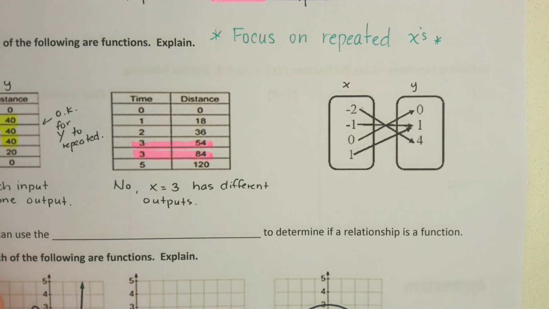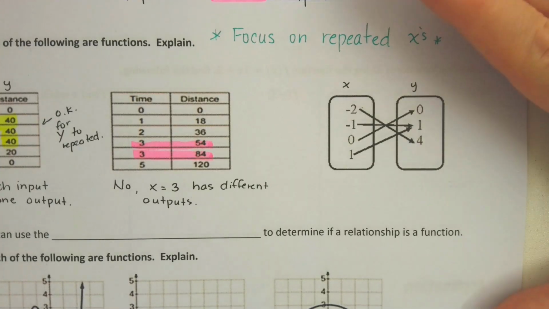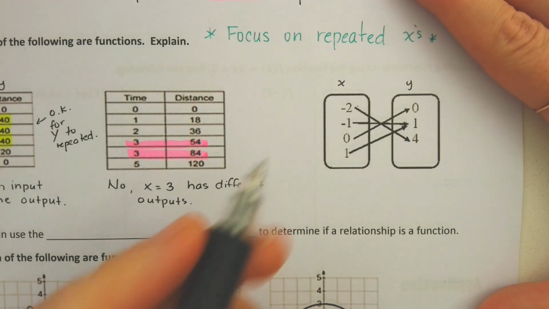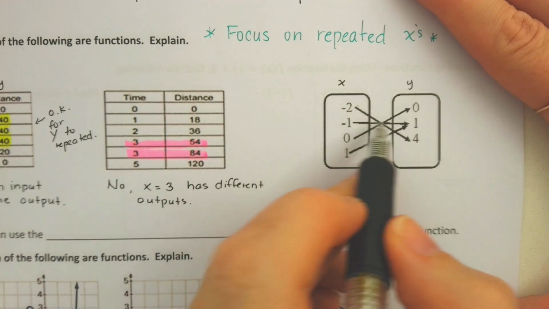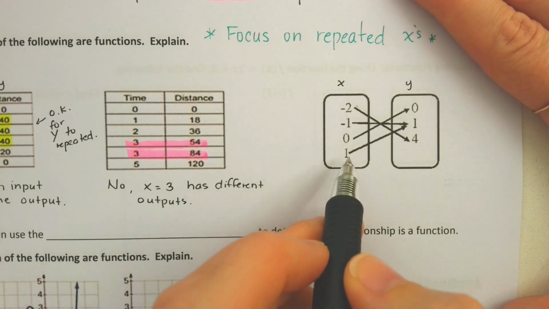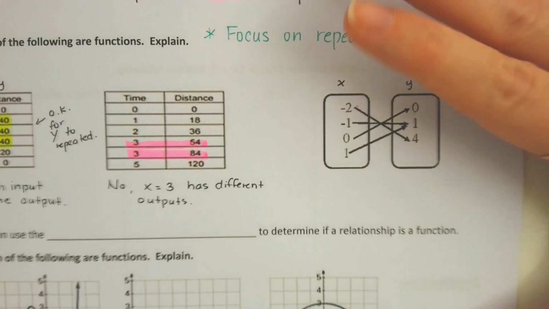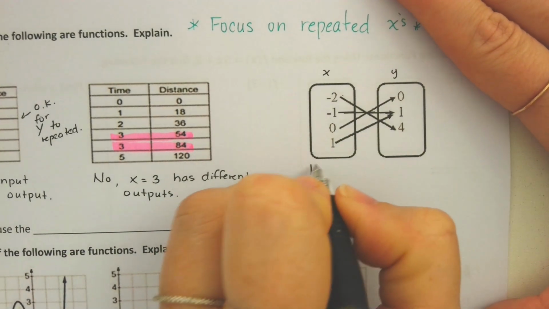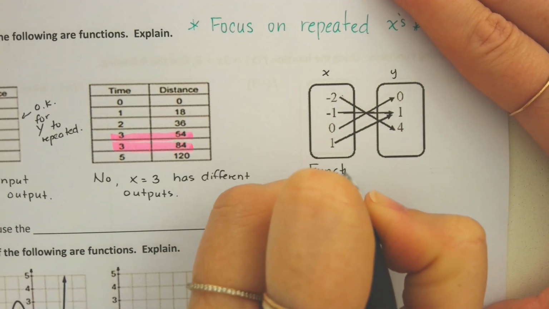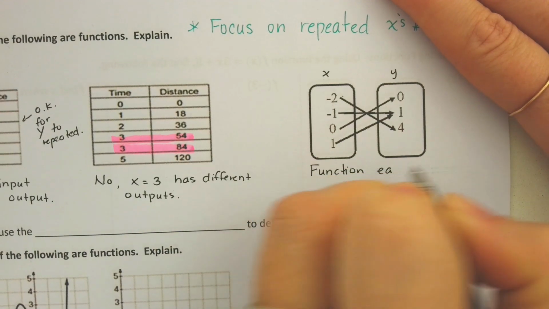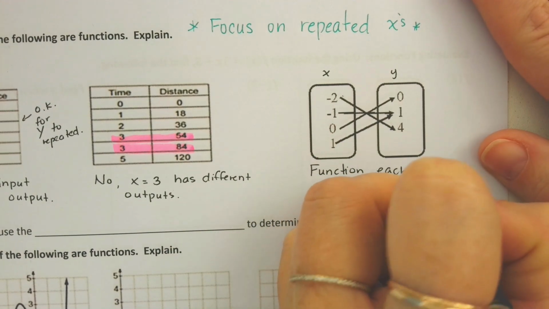What do we think? Was it a function? Yes, totally a function. Each input has exactly one output. You could have said, okay, -2 goes to 4, -1 goes to 1, 0 goes to 0, 1 goes to 1. Each x only goes one way. Function: each input is paired with exactly one output.